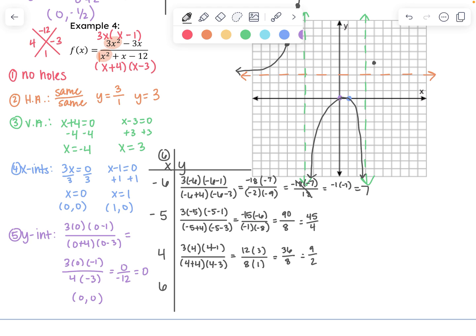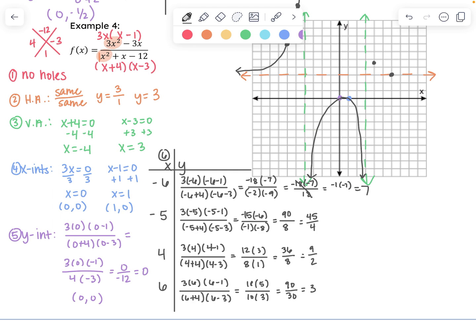And then if I plug in 6, I'm going to have 3 times 6 and 6 minus 1 over 6 plus 4 and 6 minus 3. So 3 times 6 is 18. 6 minus 1 is 5. 6 plus 4 is 10. 6 minus 3 is 3. So 18 times 5 is 90. 10 times 3 is 30. 90 divided by 30 is 3. But if you look, 3 is where our asymptote is going across at.